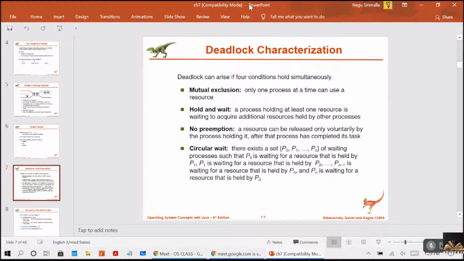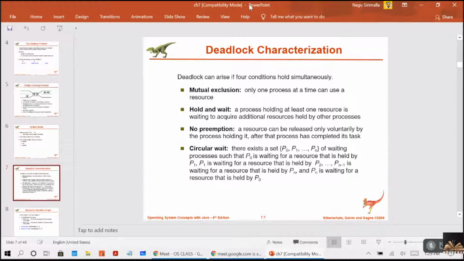Now the third is no preemption. That means you should not forcibly take a resource from a process. Voluntarily, the process has to release the resources after the use, right? That means a resource can be released only voluntarily by the process holding it after that process has completed its task, right? It cannot be preempted.